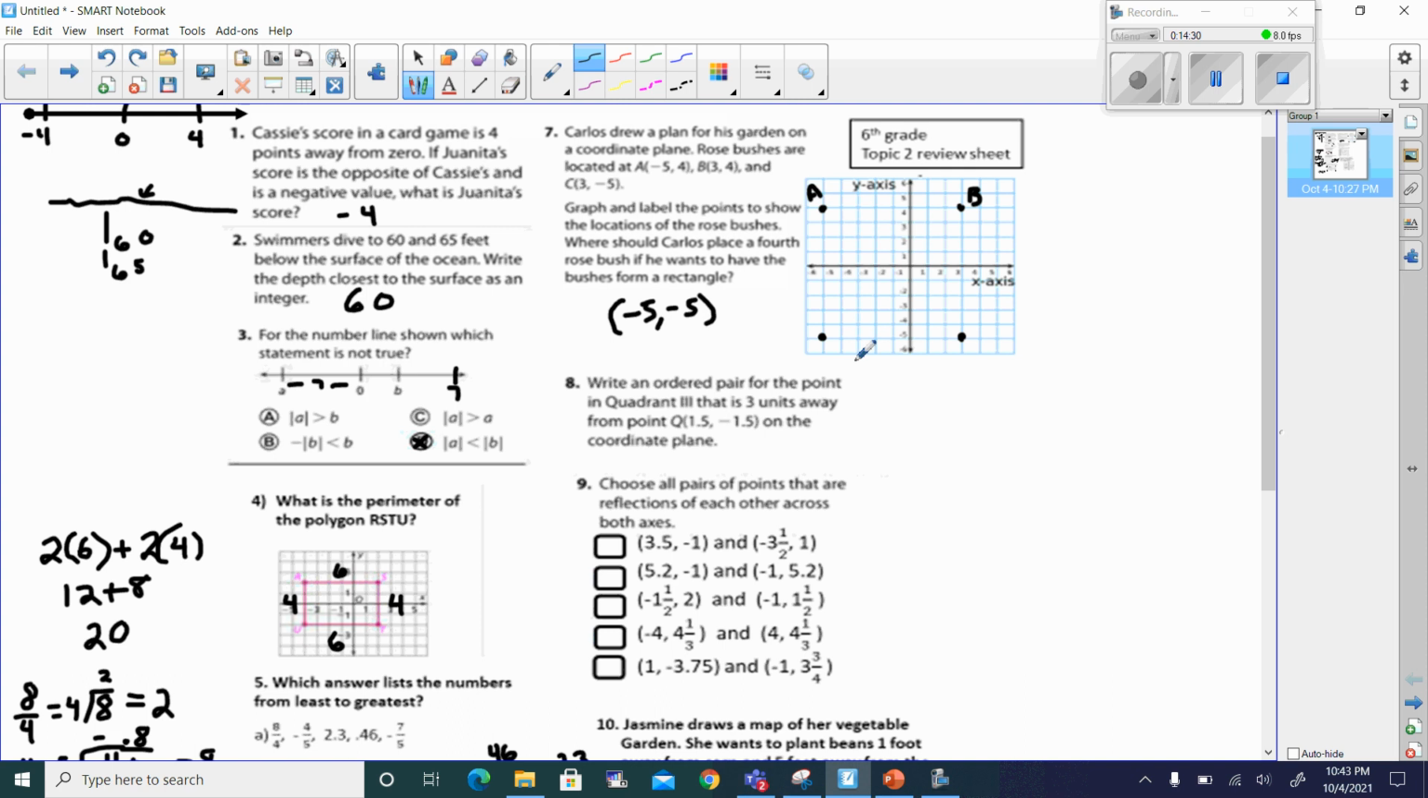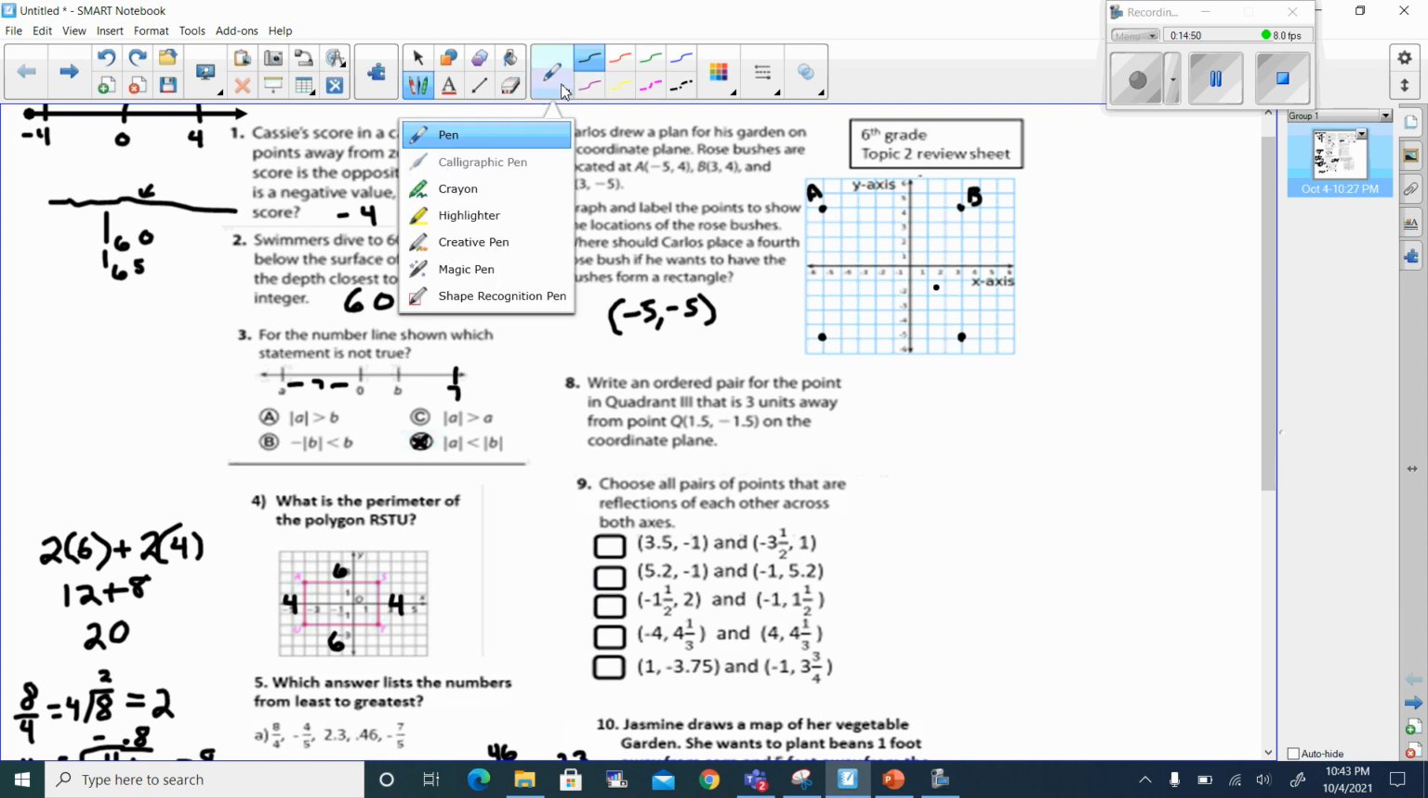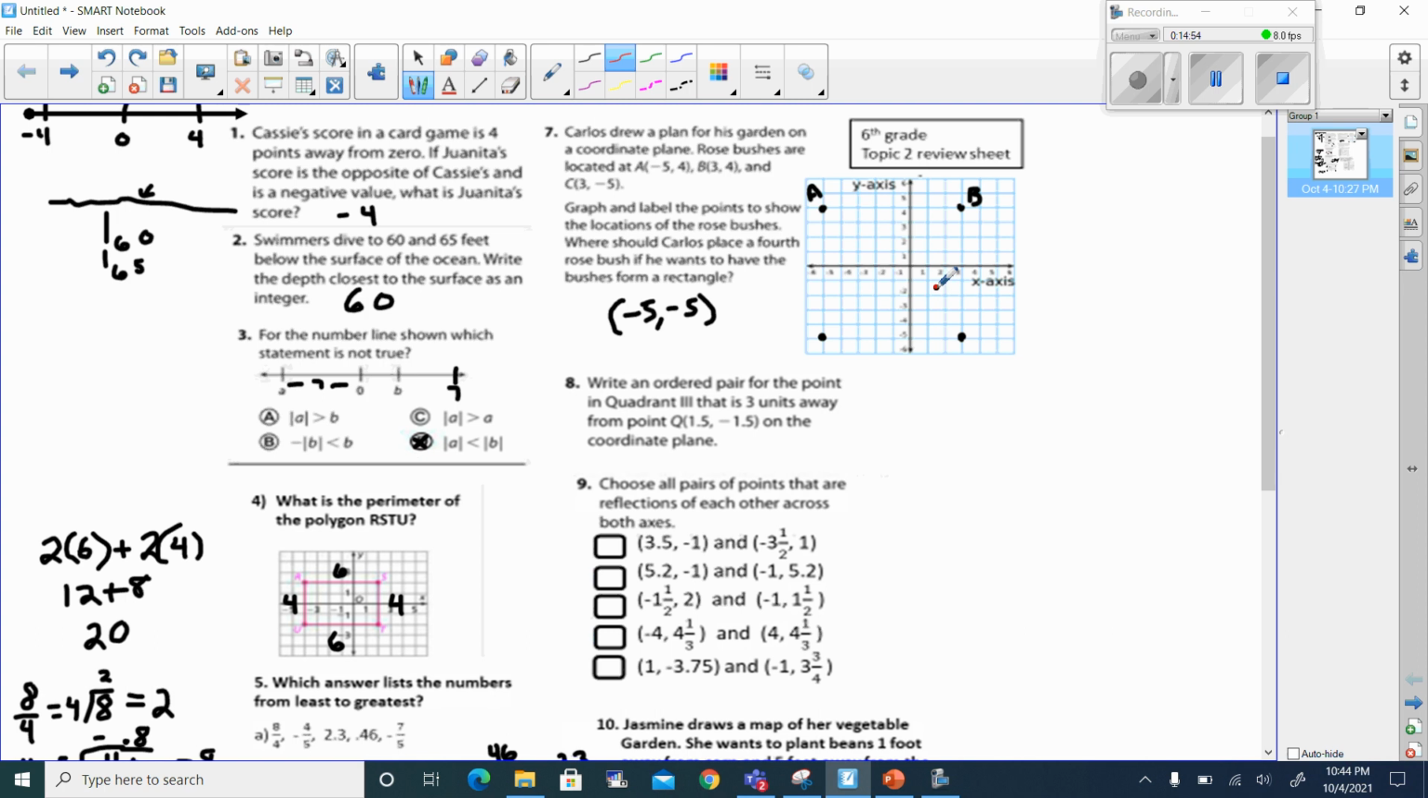If I'm going to quadrant 3, remember this is 1, 2, 3, right? And it's 3 units away from a point that is 1.5 and negative 1.5. Well, 1.5 is about right here. Negative 1.5 would be right here. So we're talking about a point right here. I think I'm going to make it a different color so it's very evident to which one this belongs to.